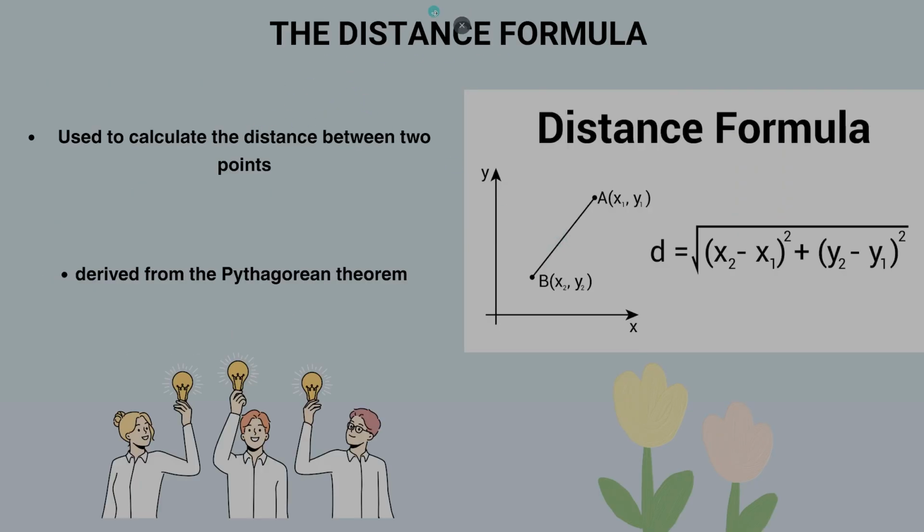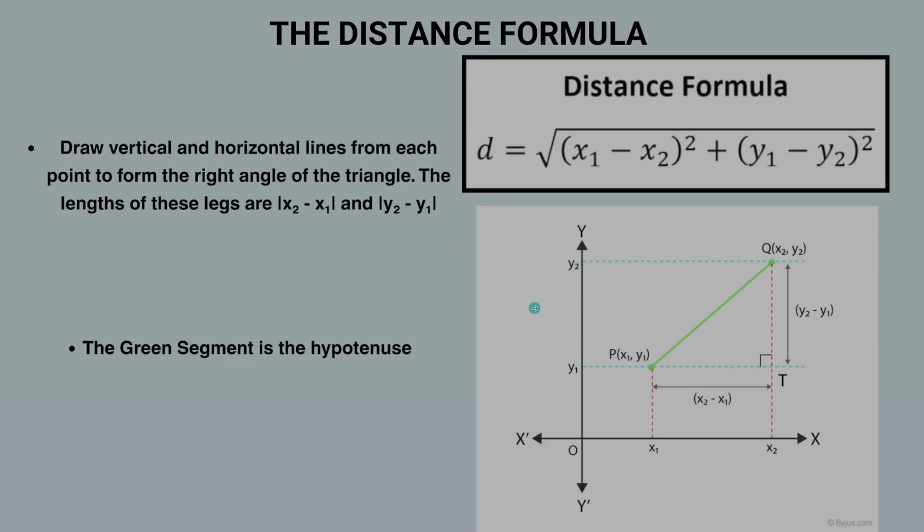Oh, okay. We have the distance formula. The distance formula is basically trying to calculate the distance between two points. Here we have A and B. It is derived from the Pythagorean theorem. If you draw a vertical line and a horizontal line like in the image, it creates a 90-degree angle and forms a triangle, where the green segment is the hypotenuse.